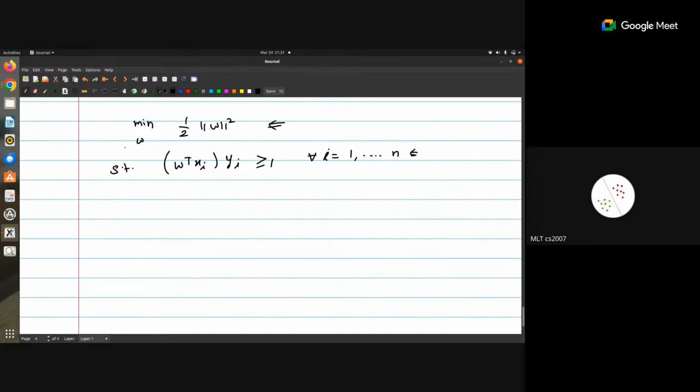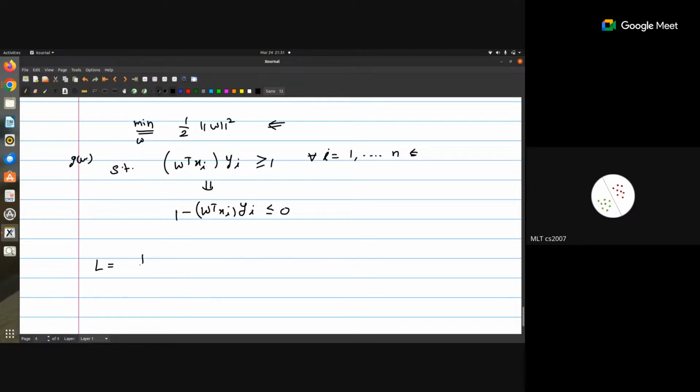How do you do that? Let's say this is g_i of w. It will be 1 minus y_i w transpose x_i less than or equal to 0, right? This is what we needed for any solution to the problem. Because our objective function is to minimize w, all the constraints we have to bring into that form. So how will this Lagrangian function look now?